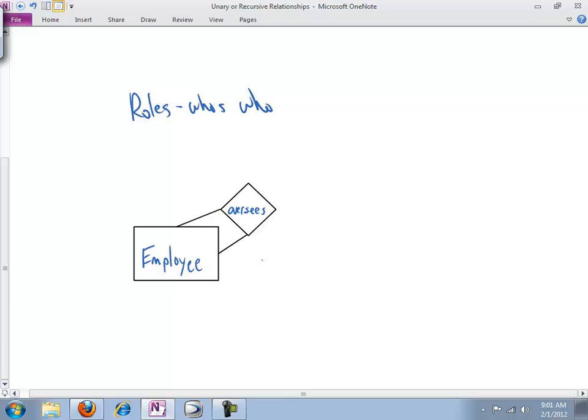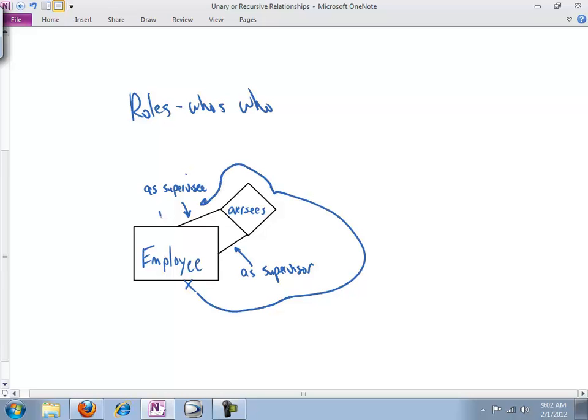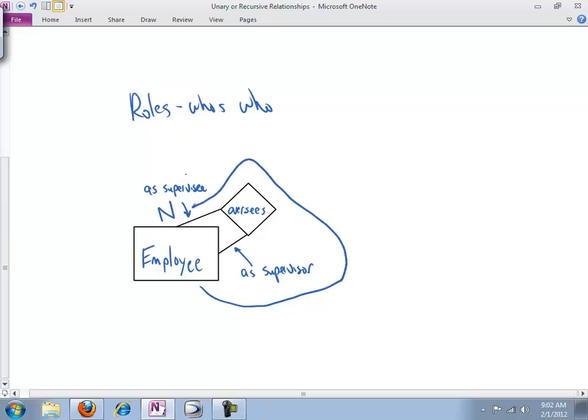An employee, we can say, as supervisor, and as supervisee here, and then we can read this left to right. An employee acting as supervisor oversees multiple employees acting as supervisee. So a given employee as the supervisor oversees multiple employees. So we've got an N there. And these little arrows are not part of the diagram. An employee acting as supervisee is overseen by at most one supervisor.